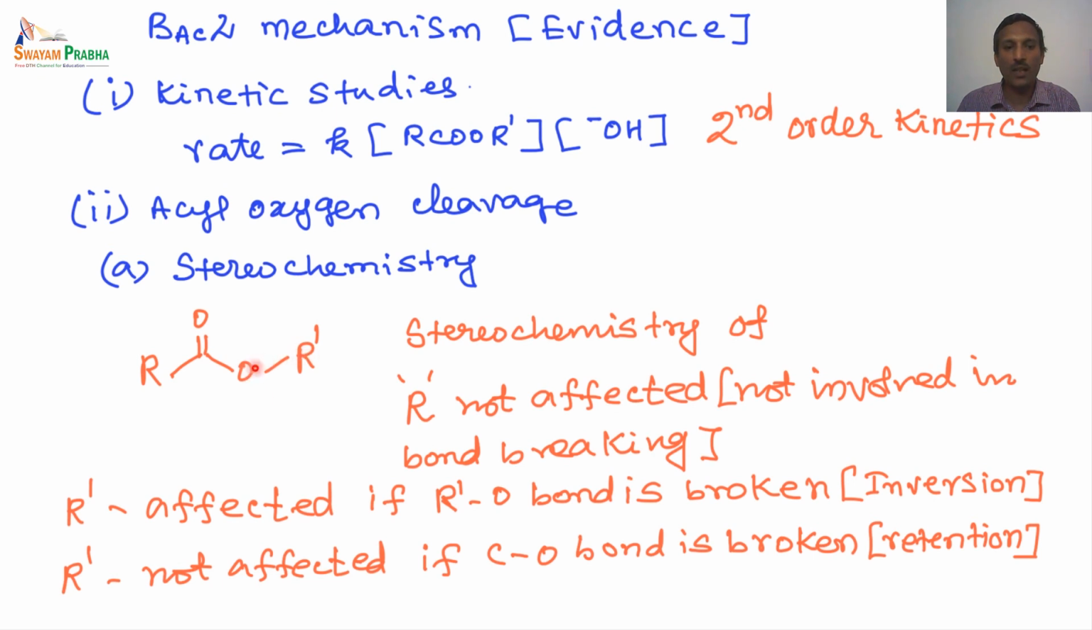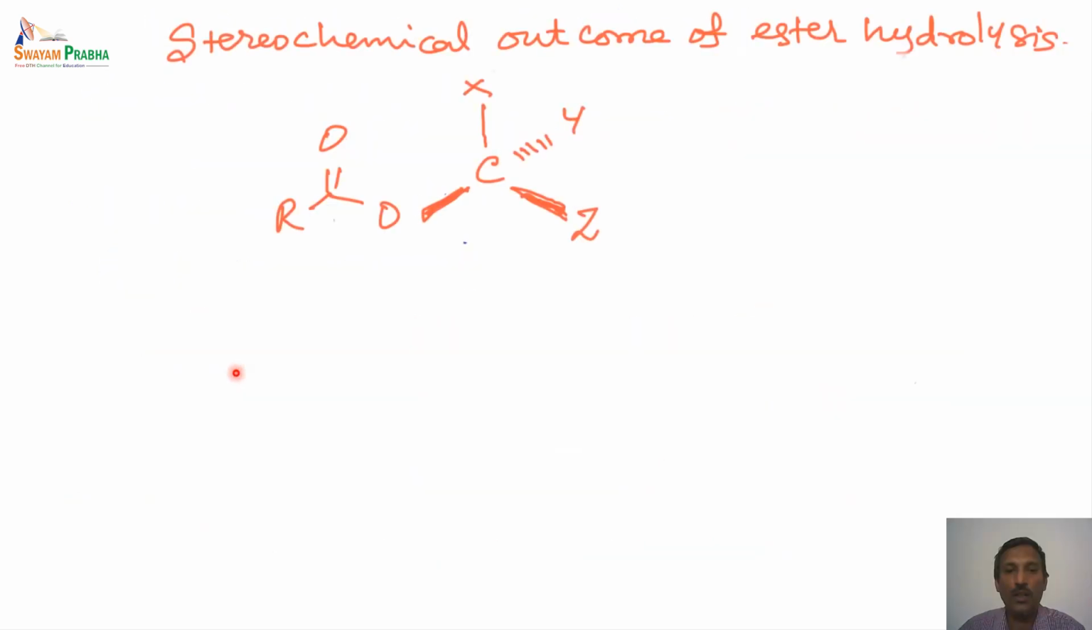If the alkyl oxygen bond is broken, then the nucleophile will come and attack from the opposite side, which leads to inversion in configuration. So that way we can confirm whether the alkyl oxygen bond is cleaved or acyl oxygen bond is cleaved. We can confirm alkyl oxygen bond cleavage.